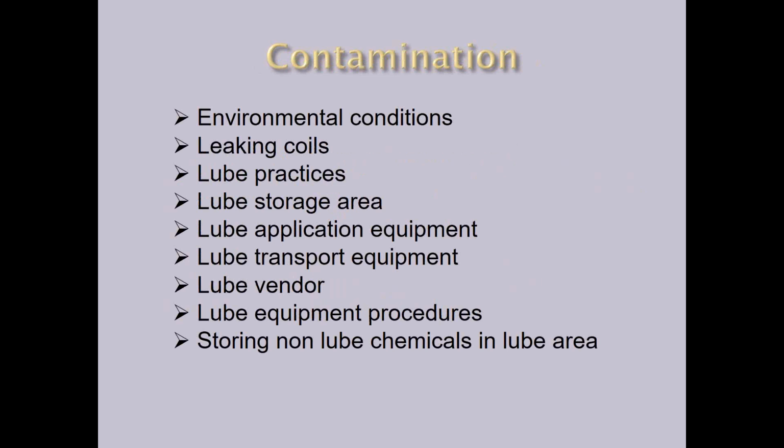You've got contamination. Contamination from environmental conditions, leaky coils, lube practices can cause contamination. There's contamination that comes in your lube storage area. Your lube application equipment, not using the right equipment. Transporting the lube around the plant, we can get contamination. There's contamination that comes from your lube vendor. Lube equipment procedures. Storing non-lube chemicals in the lube area can cause some contamination. So we have to look at all these different ways we get contamination, and we have to figure out how do we control that contamination.